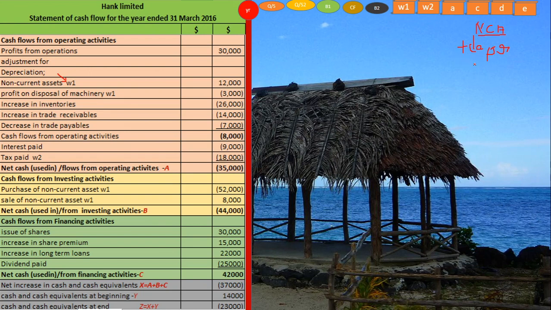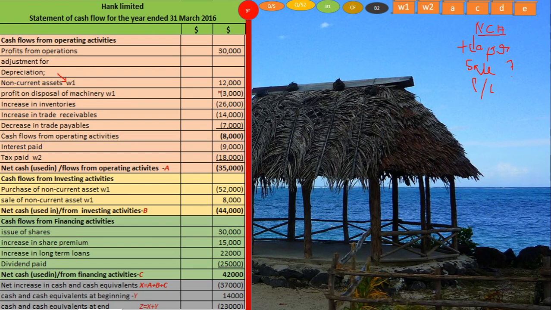Then there could be sale of non-current assets. When you sell, there will be cash inflow, so you need to find out what is the sale value, how much it has been sold for. And then when you are selling, there could be profit or loss, that you will have to adjust. If there is profit, you will have to deduct it. Like here you can see profit on disposal of machinery.